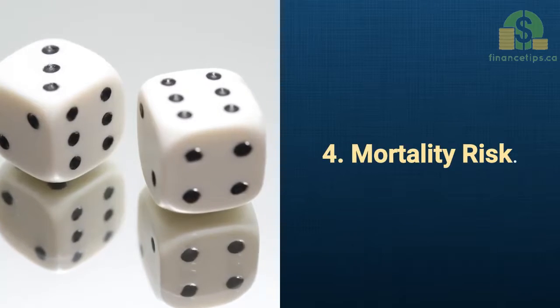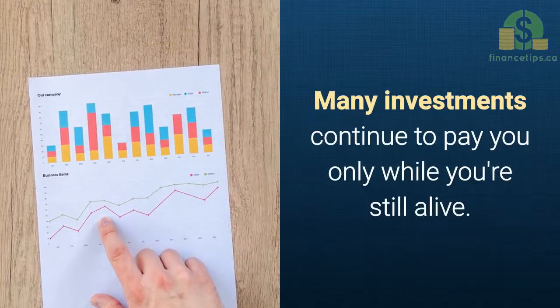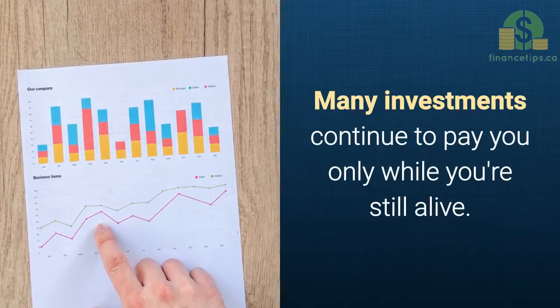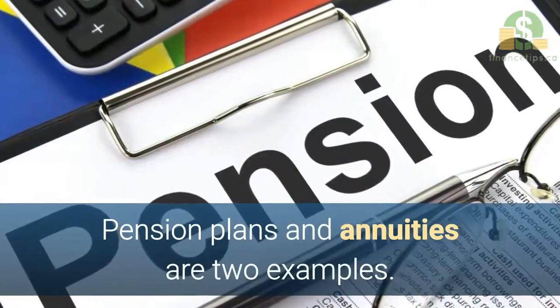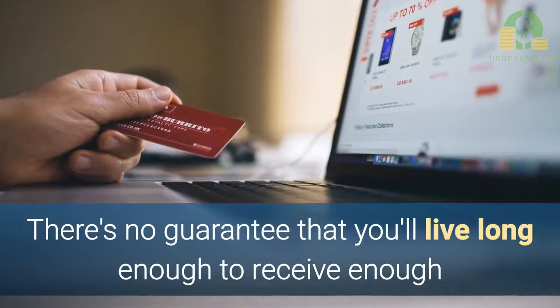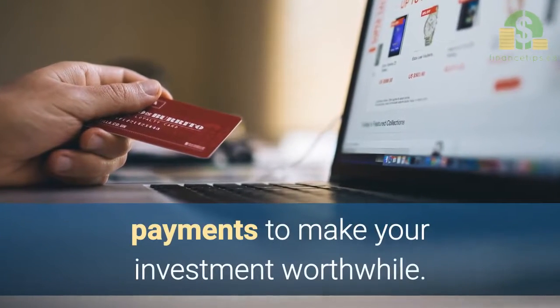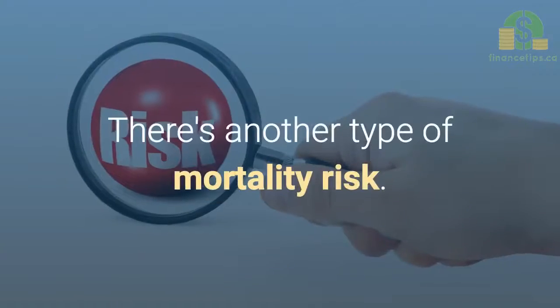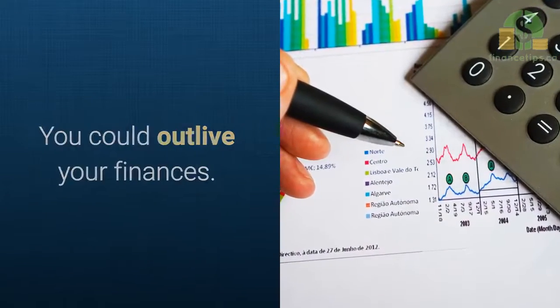4. Mortality risk. Many investments continue to pay you only while you're still alive. Pension plans and annuities are 2 examples. There's no guarantee that you'll live long enough to receive enough payments to make your investment worthwhile. There's another type of mortality risk. You could outlive your finances.